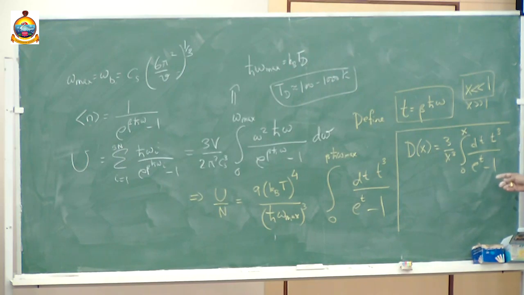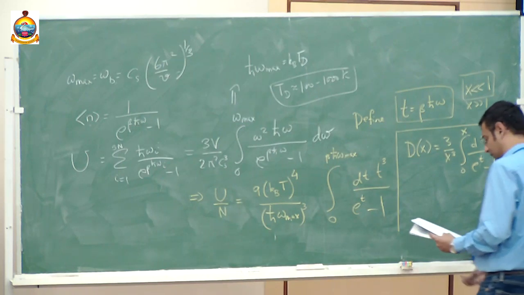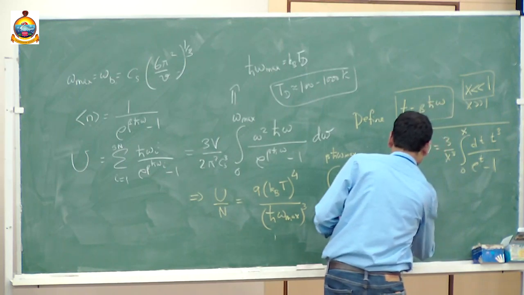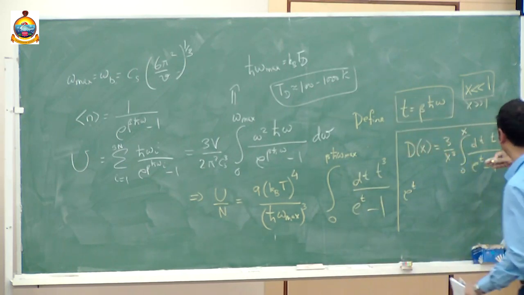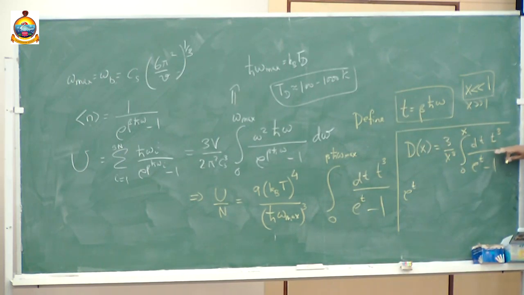See, x is small, that's your integration domain, so t is always small. Because t is always small, therefore, e to the t I can write as 1 plus t plus t squared by 2 factorial plus so on, right? I can do that. Good. Then it becomes a simple integral, because there is some power here and then I just take it to the numerator.